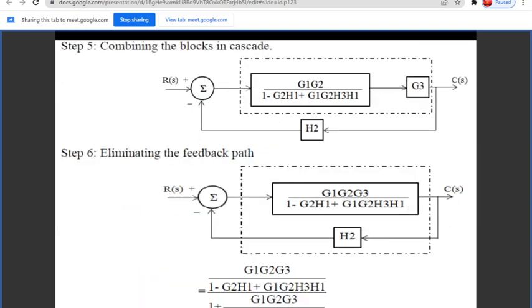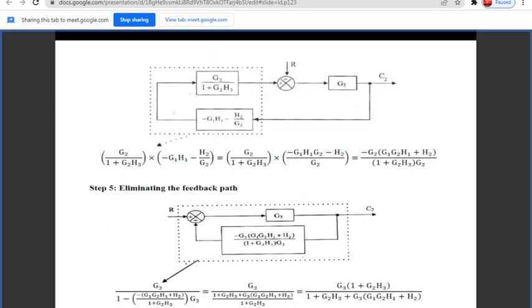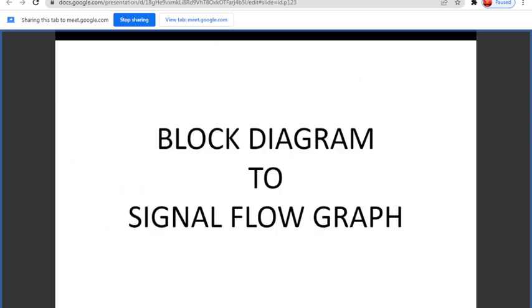So we have the different types of block diagram reduction rules. The next topic is block diagram to signal flow graph. You can see block diagram to signal flow graph in the next video.